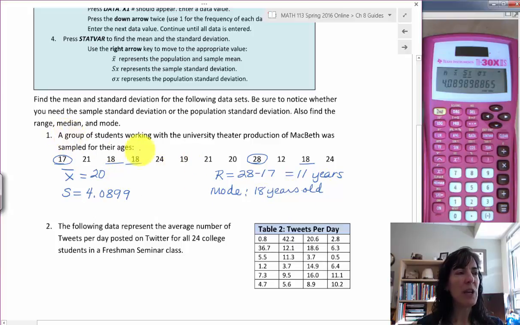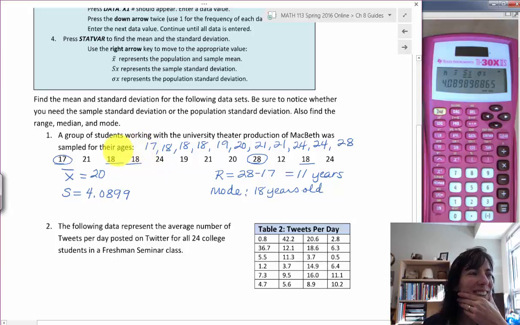Okay, and then I need the median. The median is going to be a little bit more difficult because my numbers aren't in order, but I can put them in order pretty quick. 17, 18, 18, 18, 19. I only had one 19, so I have a 20, 2 21s, 22, 23, 24. I have 2 24s and a 28. Let's count them. 1, 2, 3, 4, 5, 6, 7, 8, 9, 10, 11.